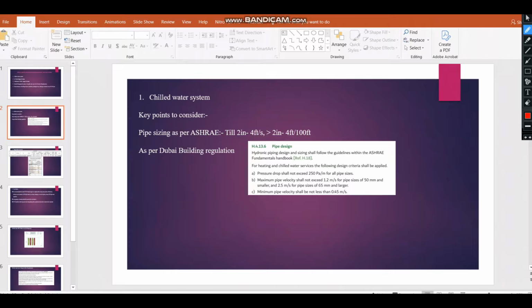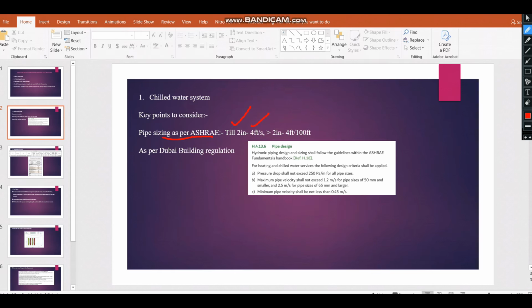Whether it is district cooling or chilled water system, the important thing is the pipe sizing. We have lots of methods for pipe sizing. As I have shown here, we can follow the ASHRAE Application Handbook. What is mentioned in the ASHRAE Application Handbook is that up to 2-inch pipe size, you can go with 4 feet per second velocity. This method is called the velocity plus friction method.